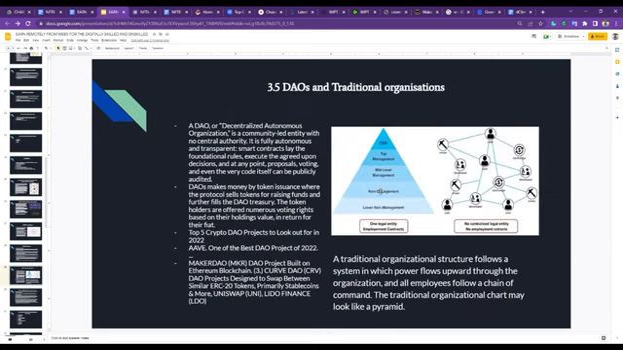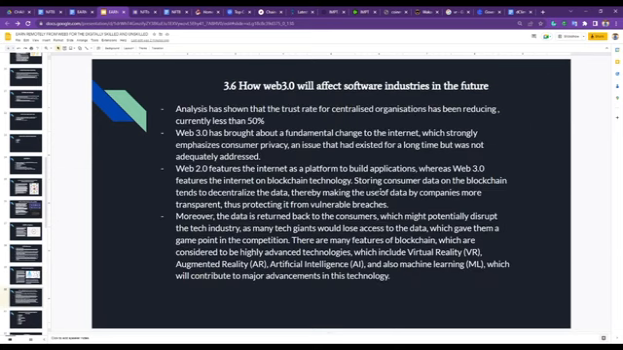So the next topic here is 3.6, how Web 3.0 would disrupt software industries in future. There are many ways that Web 3.0 will disrupt software industries in the future. Analysis has shown that the trust rate for centralized organizations has been reducing and is currently below 50%.